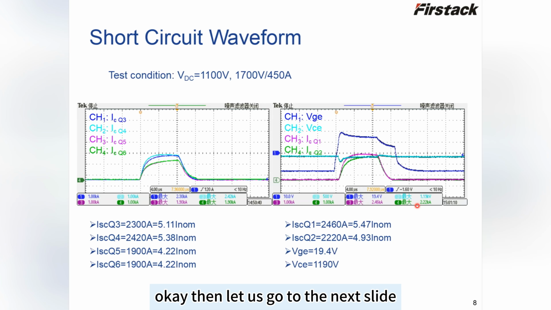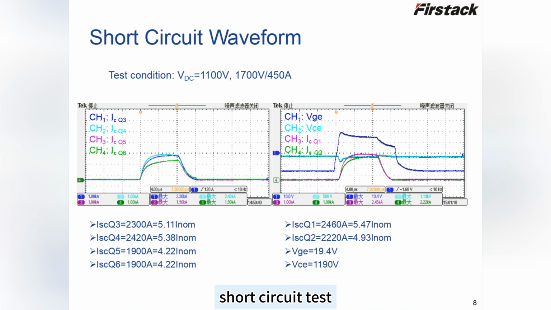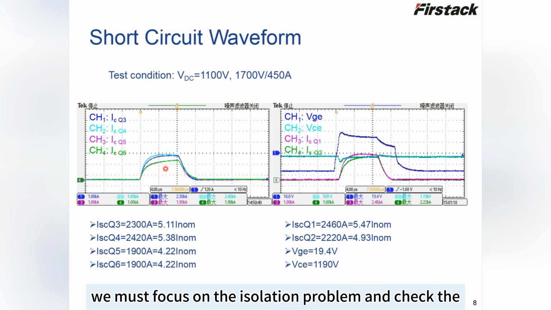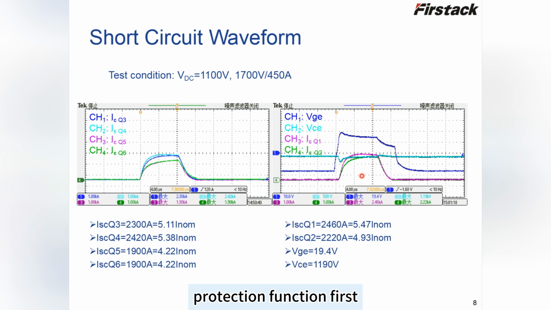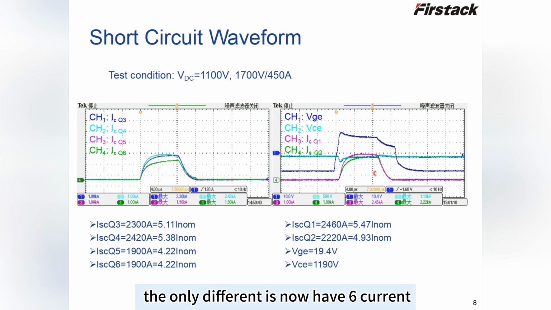Okay, then let us go to next slide. I prepared the example result here because now the current is 6 times higher than nominal short circuit test. Therefore, we must focus on the isolation problem and check the protection function first, like I said in last lecture. So we can have a look. The waveform is quite similar compared to only single module short circuit test. The only difference is now you have 6 waveform of the current.